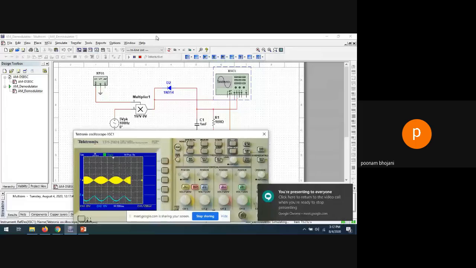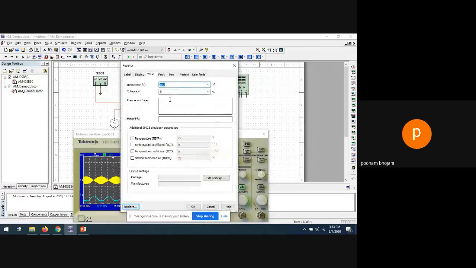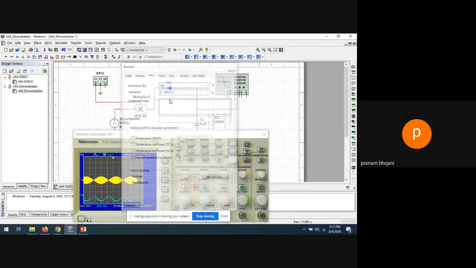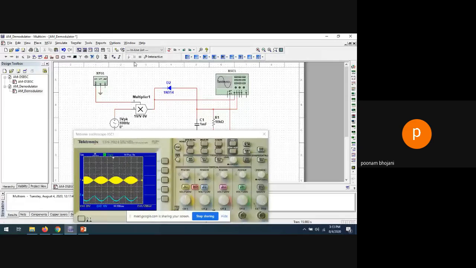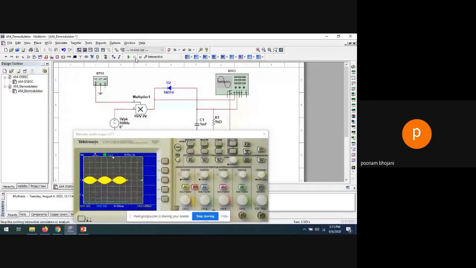Why? Because I already gave you the example that if you keep this resistance at a different value, then even the positive waveform was not that smooth. Let's say I'm putting it at 10K. Just a minute, guys. Even this is not charging and discharging properly, because the charging time will be very high. RC is the charging time. If R is very high, your charging time will be very high. That's why you will not get the proper waveform.